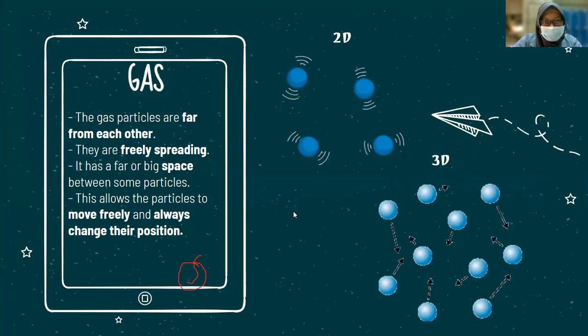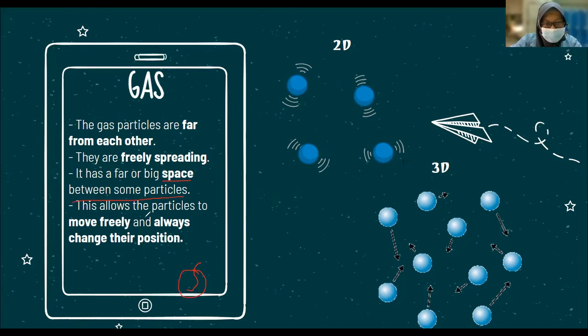Okay, and this is the gas. The gas particles are far from each other. They are freely spreading, and there is a big space between the particles. This allows the particles to move freely and always change their position. So the gas doesn't have any fixed shape.